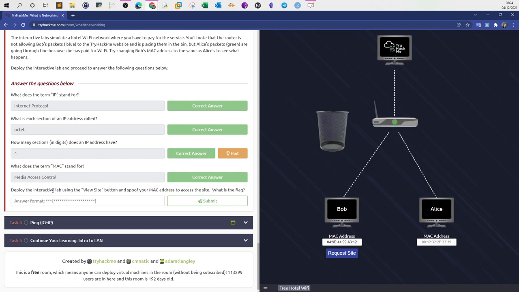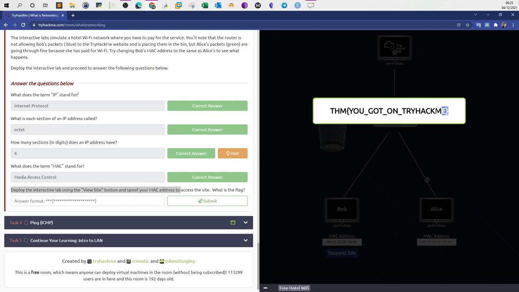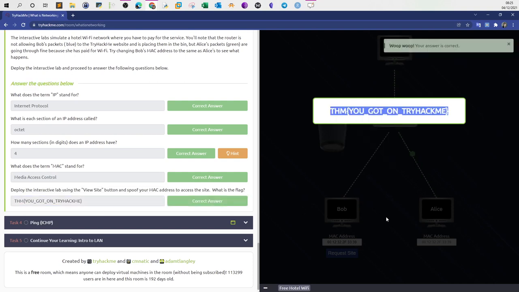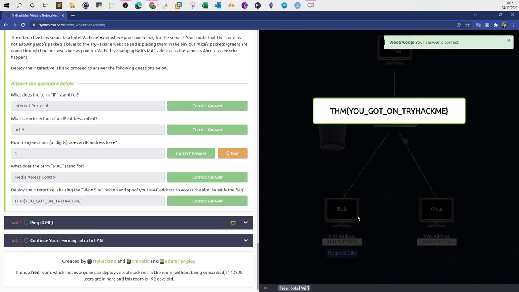Okay, now the scenario in the question is saying deploy the interactive lab using the view site and spoof your MAC address. This suggests that the router here is blocking Bob's MAC address from accessing the internet. So what we can do here is use MAC spoofing. Bob can temporarily, of course, change their MAC address to be equal to the MAC address of Alice. So let's take this and say request site. As you can see, Bob is able to reach TryHackMe. That's the idea of MAC spoofing.